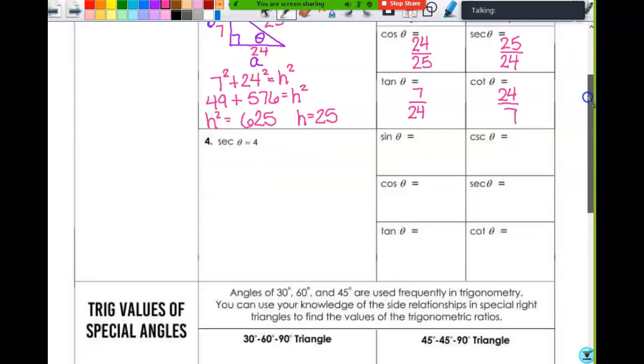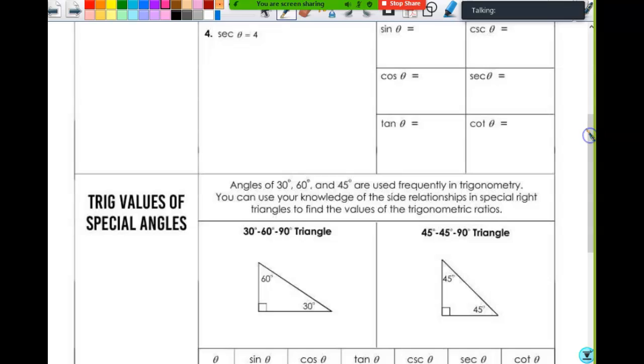All right, so let's look at number 4. So again, they give me a ratio, which is really just a whole number, but that really is over 1, right? So I'm going to draw my triangle.